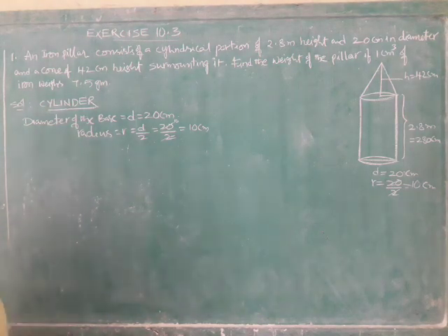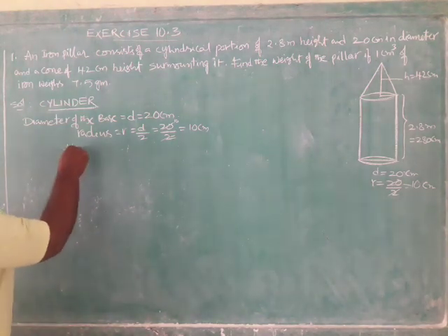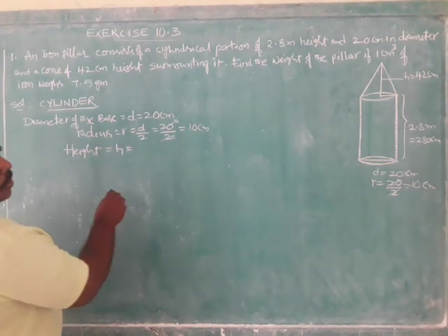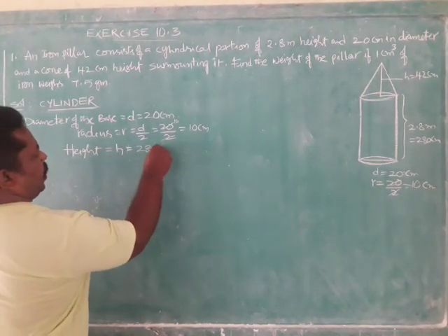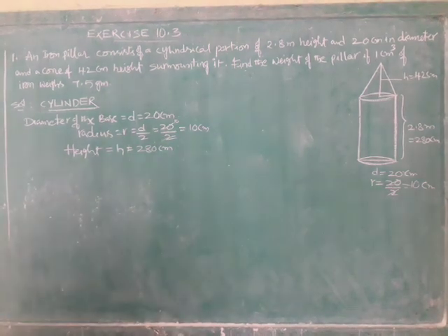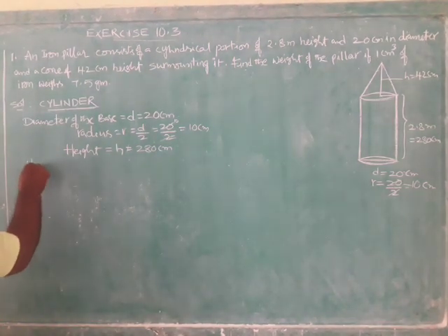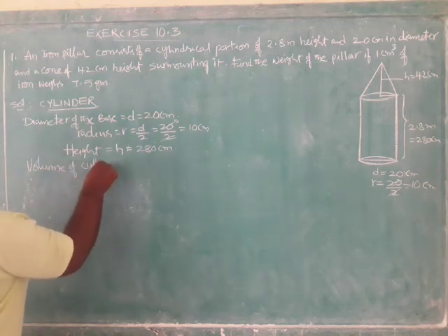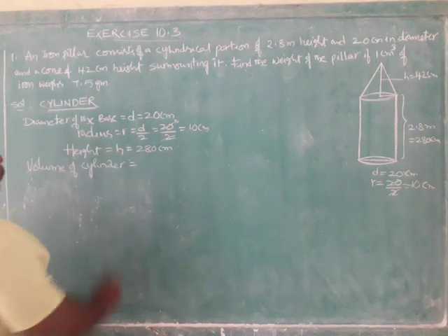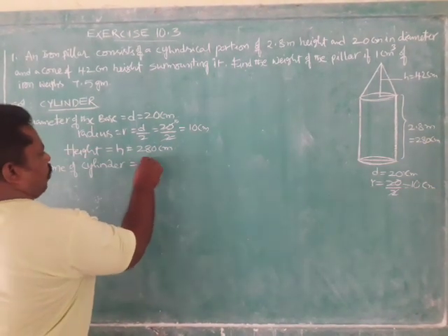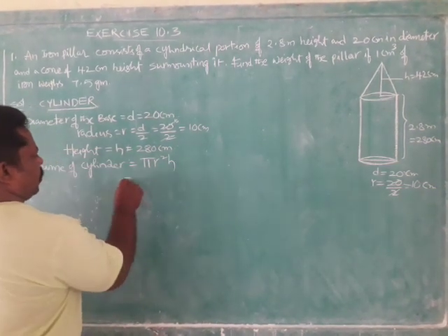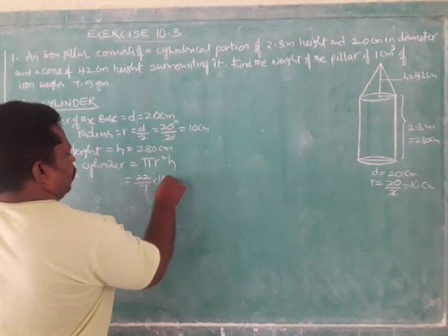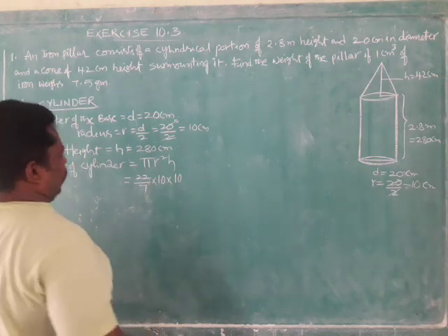Next, see here, what is the height? Height H is equal to 280 centimeters. Now we are going to find the volume of the cylinder. What is the formula for the volume of a cylinder? Pi r square H, which is equal to 22 by 7 into 10 into 10, that is r square, into the H value.